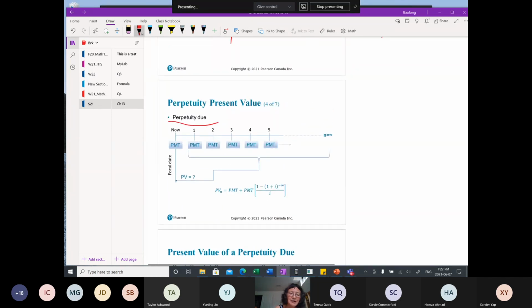Now, perpetuity due, a third quiz. We know what is perpetuity. It just goes on forever, forever, forever. Goes on and on and on. That is perpetuity. But why perpetuity due? What does this word due mean? D-U-E, due?